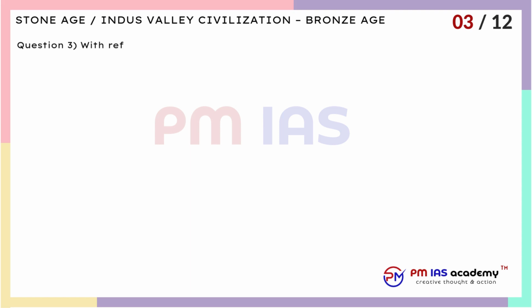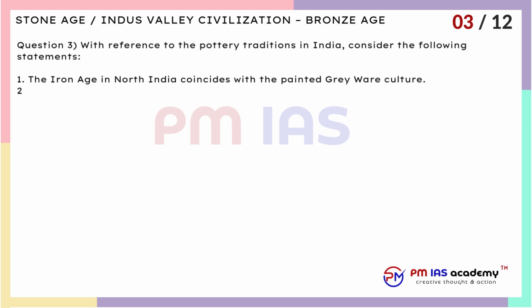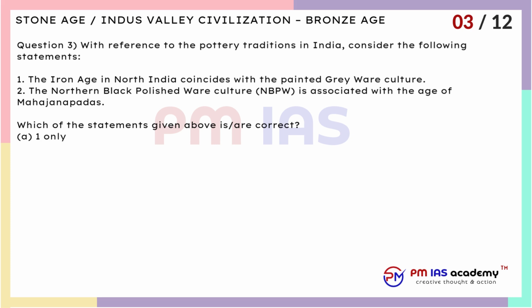Question 3. With reference to the pottery traditions in India, consider the following statements. 1. The Iron Age in North India coincides with the painted grey ware culture. 2. The Northern Black Polished Ware culture, NBPW, is associated with the age of Mahajanapadas. Which of the statements given above are correct? A. 1 only. B. 2 only. C. Both 1 and 2. D. Neither 1 nor 2.